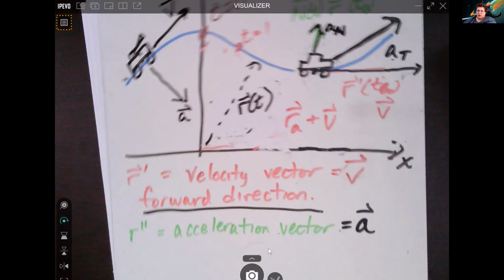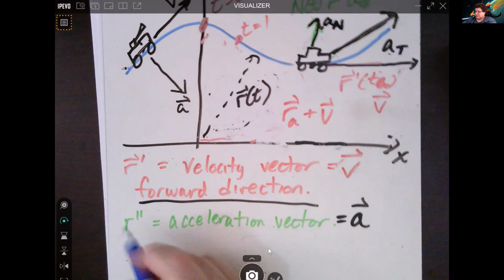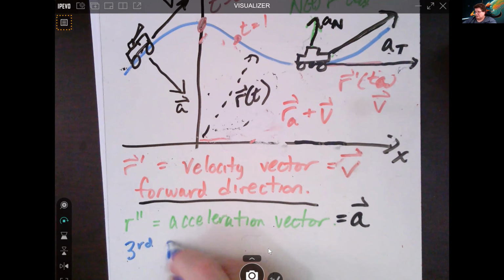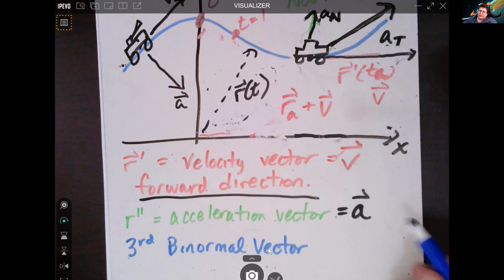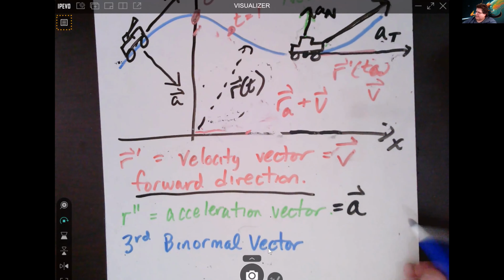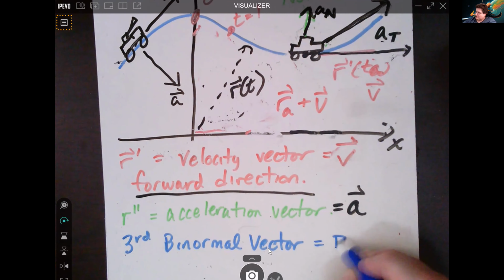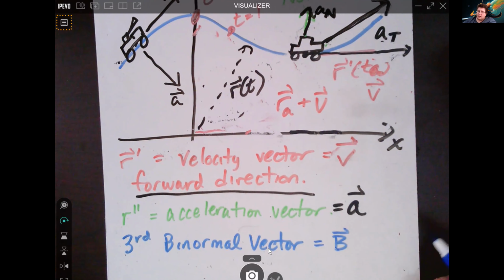The third vector is called the binormal vector. And unfortunately, I wish they didn't call it the binormal vector, because then they feel compelled to use the letter B like this. But what does this mean to anybody else that's taking physics?